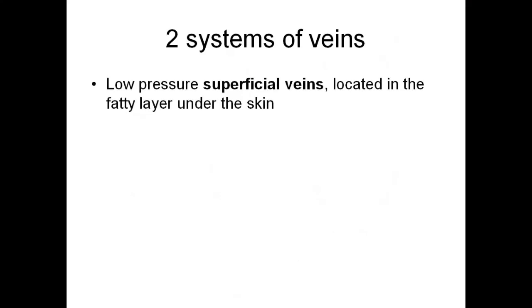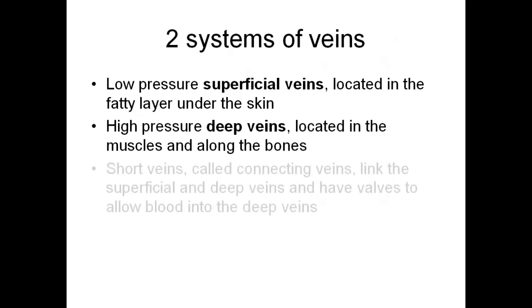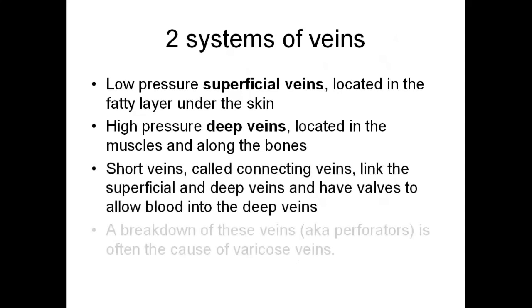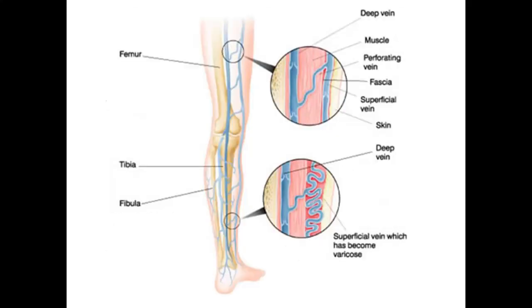So you have two systems of veins. We talked about this already. We have low pressure superficial veins located just under the skin, and high pressure deep veins located in the muscles and along the bones, and connecting veins which link the two. And a breakdown of these veins, which are also known as perforators between the superficial and deep veins, is often the cause of varicose veins. Here are the perforators.